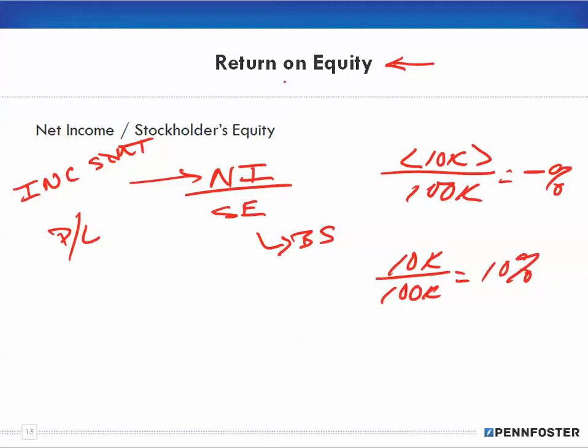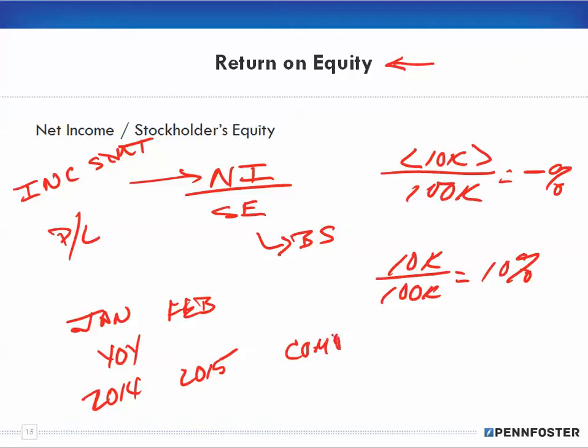The return on equity in and of itself is not useful. It's more useful in comparison to something else, meaning it could be used in various ways. How is January's return on equity compared to February's return on equity, or year over year, last year, 2014 versus 2015, or company A versus company B?